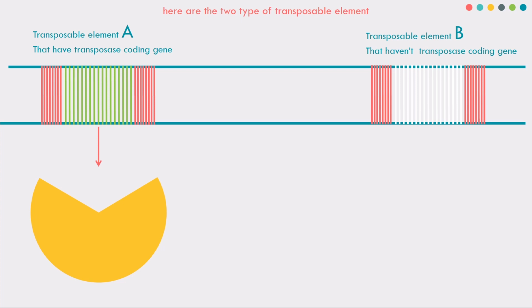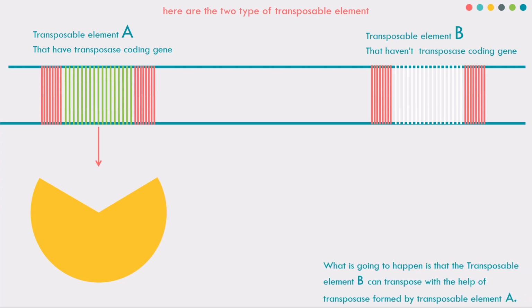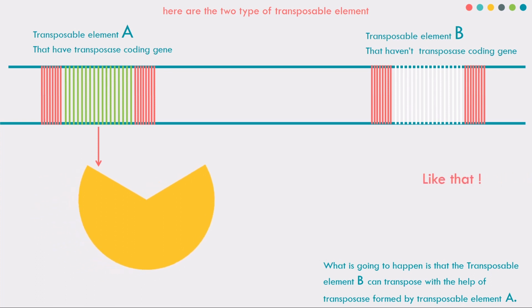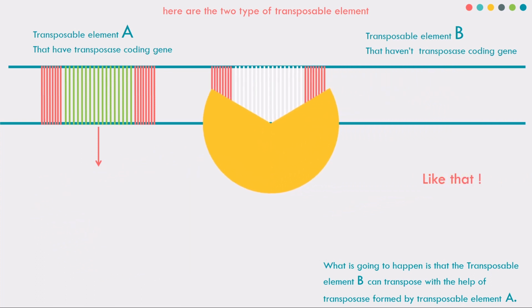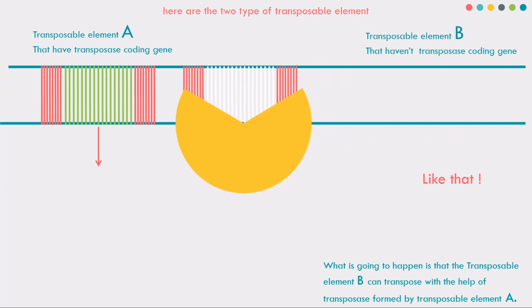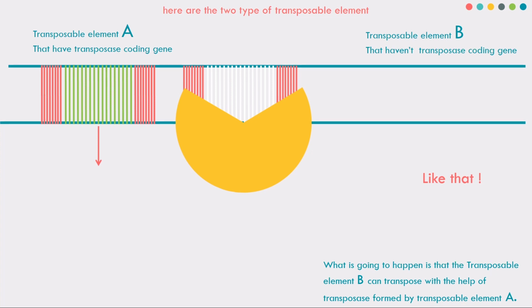Here are two types of transposable element. Transposable element A has a transposase coding gene, and transposable element B does not have a transposase coding gene. What happens in this scenario is that transposable element B can transpose with the help of the transposase formed by transposable element A, like this. Here the yellow-shown transposase enzyme helps transposable element B to change its position.